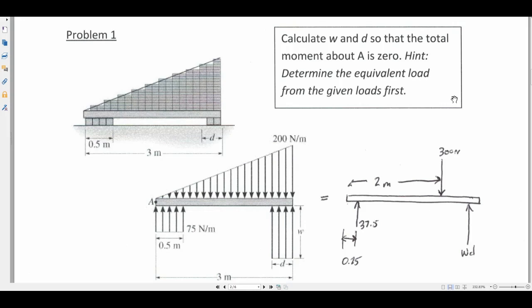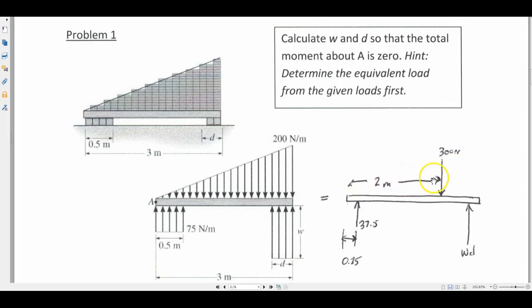You have 3 distributed loads. There's a triangle on top, and on the bottom, there are 2 different rectangular distributed loads. The triangle, remember, to get that, it's 1/2 base times height for the area of a triangle. The base is 3 meters wide. The height is 200 newtons per meter. So if you do 200 newtons per meter times 3, you get 600 newtons, and then you multiply that by 1/2 and you get 300 newtons. And so that's why you see the 300 Newton force right here on top.